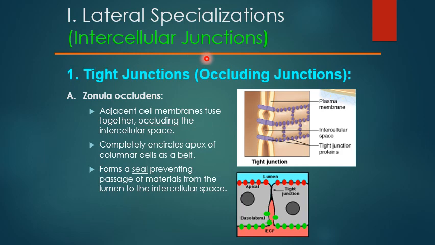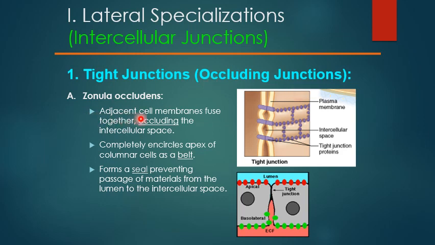The lateral specialization is the intercellular junction. Here is a cell and here is a cell. What's present between the cells is called lateral specialization. First, we're going to take the tight junction, also called the occluding junction.